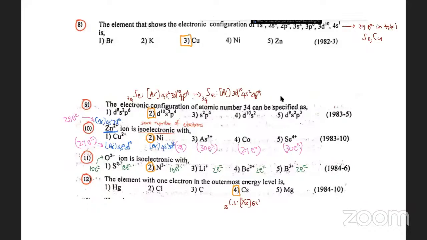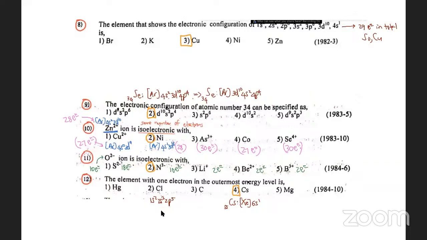How can chlorine be the answer? Chlorine has 7 electrons in its outermost shell. Chlorine is 1s2, 2s2, 2p5. How do you say chlorine has 1 electron in the outermost energy level? It has 7 electrons in the outermost energy level.